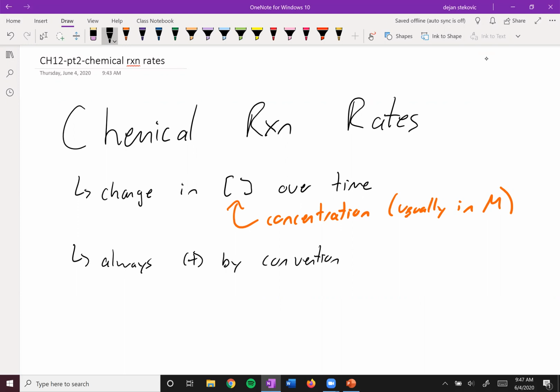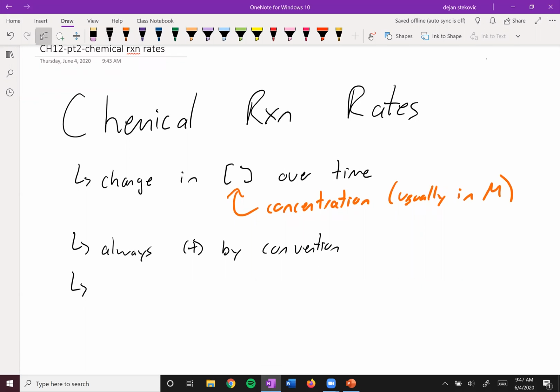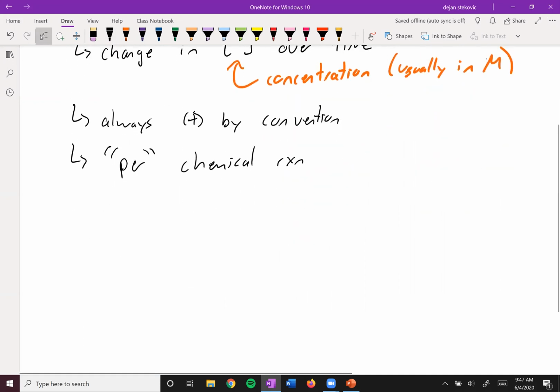But what we'll see later on is that the signs of the things here get a little iffy and a little bit arbitrary, but it's not too bad. And when we're talking about the rate of a chemical reaction, it's per chemical reaction. I'll explain what I mean about that in a little bit. So let's take a look at an example.